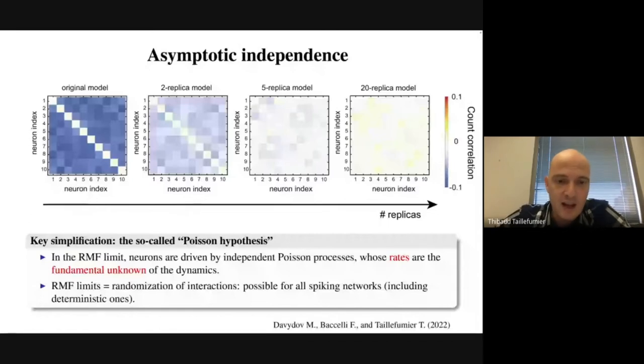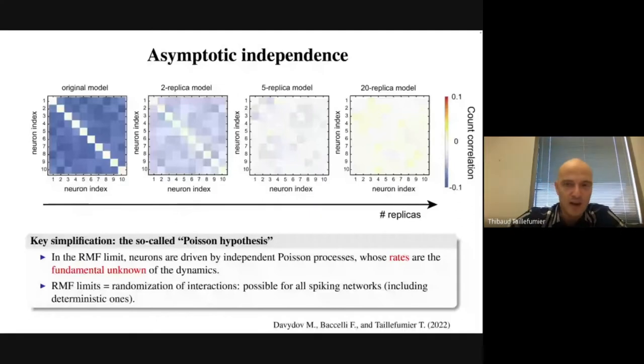Okay. And now we expect this Poisson hypothesis to hold true anytime we have a randomization scheme like the one I just introduced in the previous slide. So it is possible to show this asymptotic independence rigorously, and it's the work of Michel and Francois. But so far, we've only done it for discrete time dynamics, and we're about to show it for continuous time dynamics. So that's why I'm not talking about it too much. So this replica mean field trick is not really model dependent, right? It just requires spiking interaction.